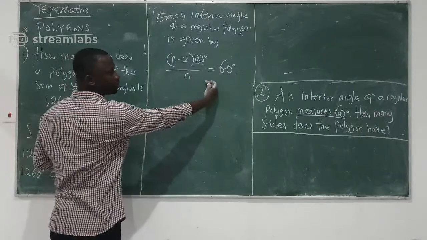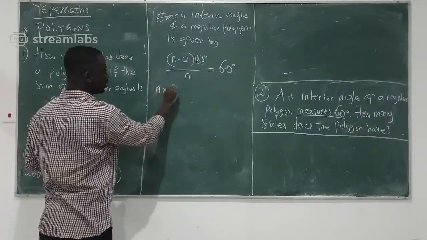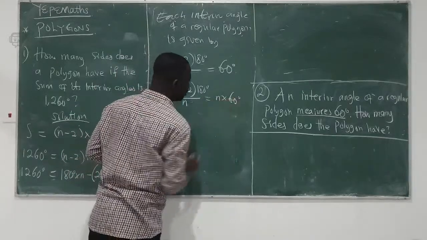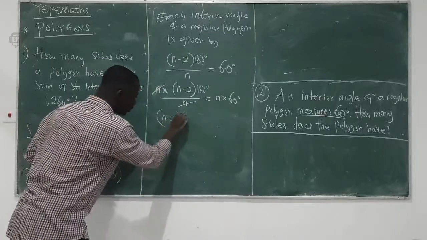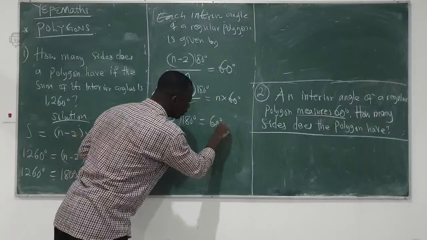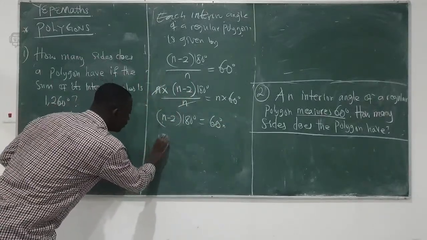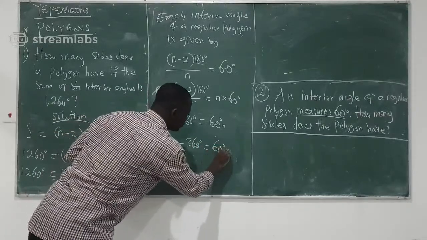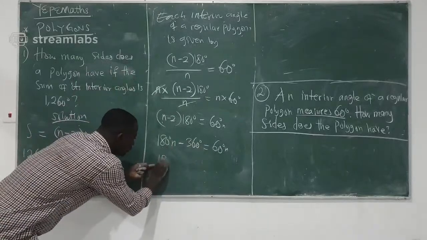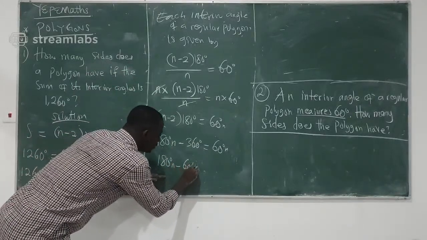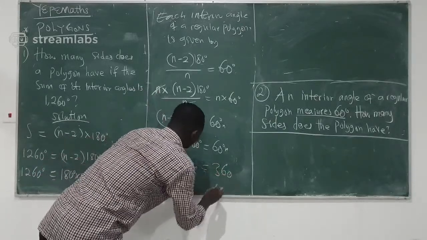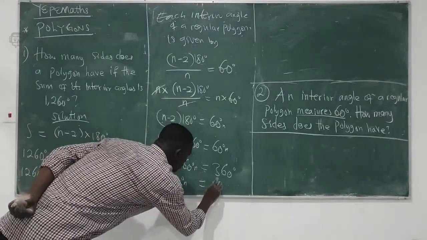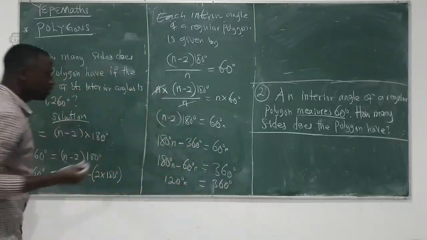So here we multiply both sides of the equation by n. We have n times n minus 2 times 180 degrees divided by n is equal to n times 60 degrees. So this takes care of this. We have n minus 2 times 180 degrees is equal to 60 degrees n. So we have 180 degrees n minus 360 degrees is equal to 60 degrees n. So this one will come here, that gives you 180 degrees n minus 60 degrees n should be equal to 360 degrees. So this gives you 120 degrees n equal to 360 degrees. We are looking for n.